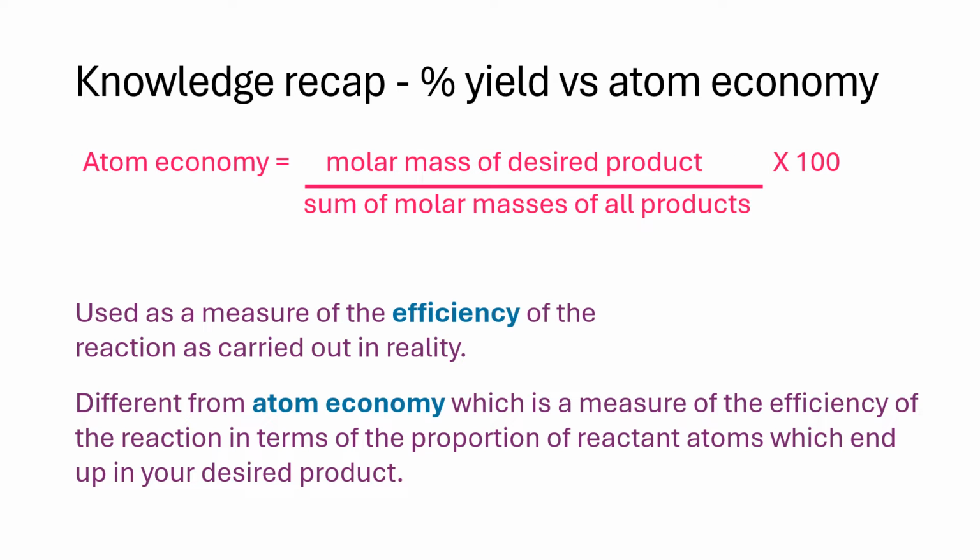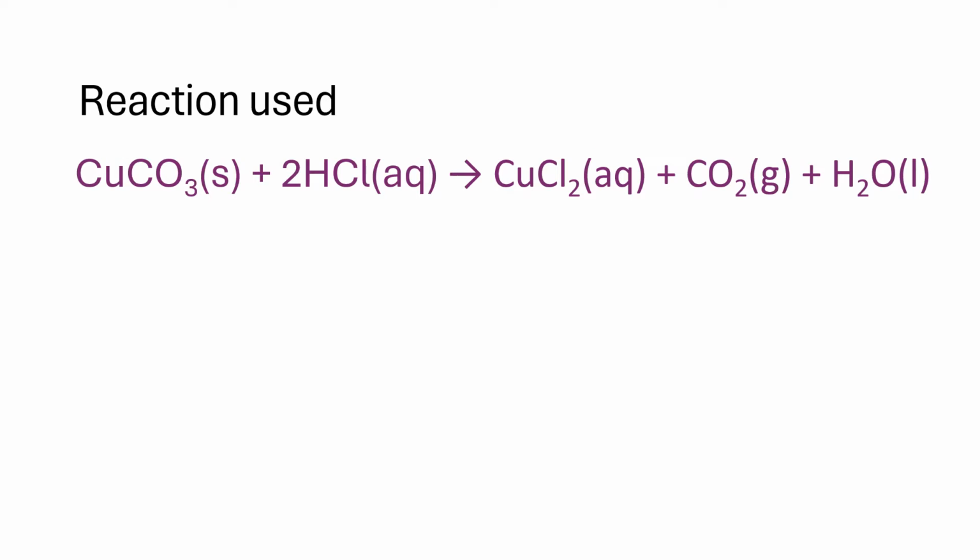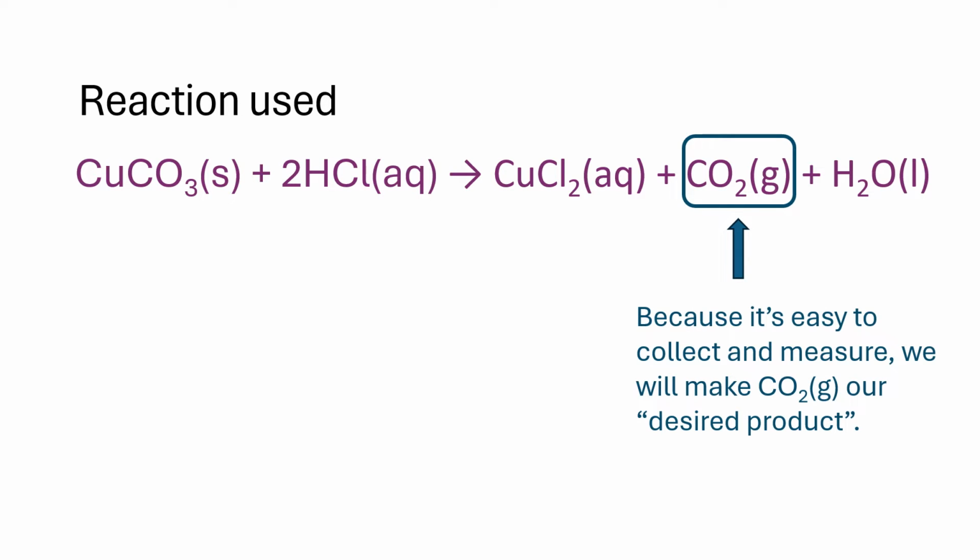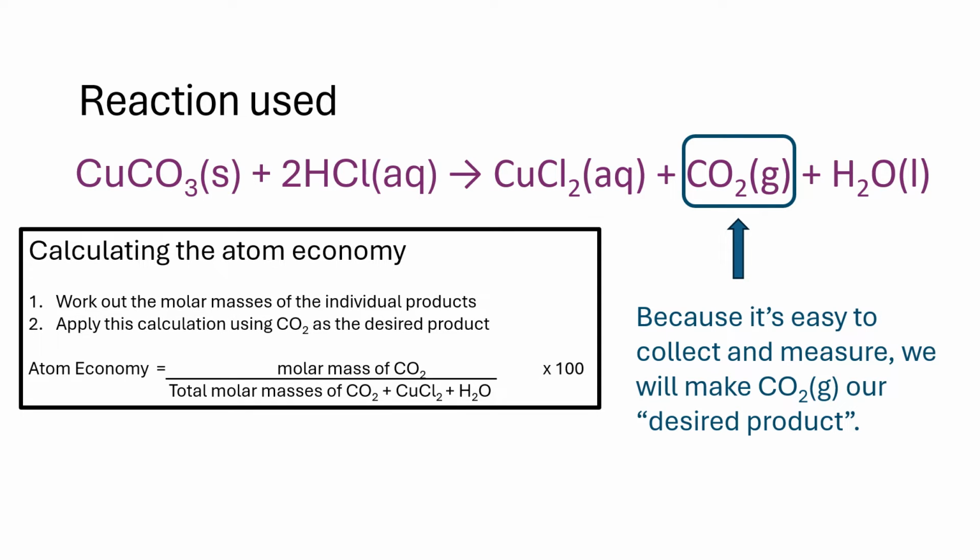So the way you work out atom economy is the molar mass of the desired product divided by the sum of the molar masses of all the products times 100. So we're going to use the reaction of copper carbonate with hydrochloric acid, and we're going to focus on carbon dioxide. It's easy to collect and measure, so we're going to make this our desired product. So you need to work out the molar masses of the individual products and apply the calculation using CO2 as the desired product.